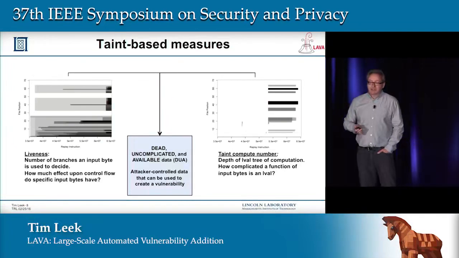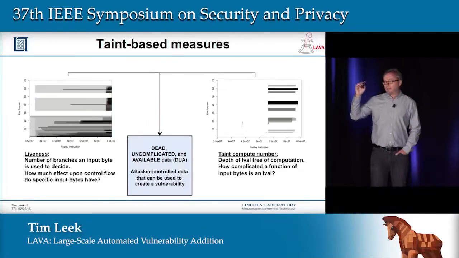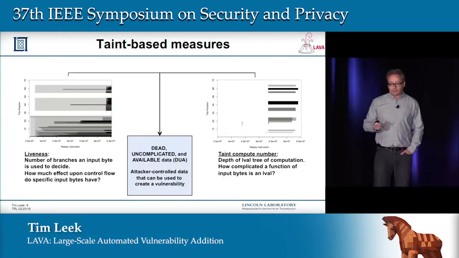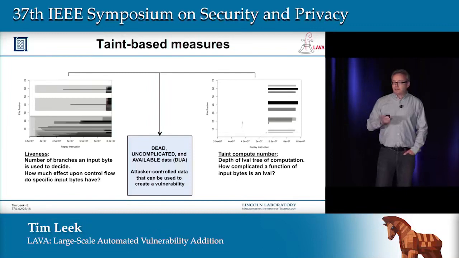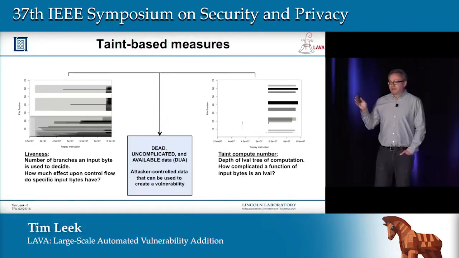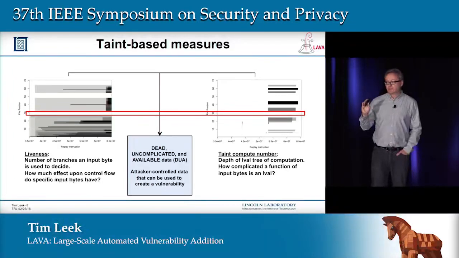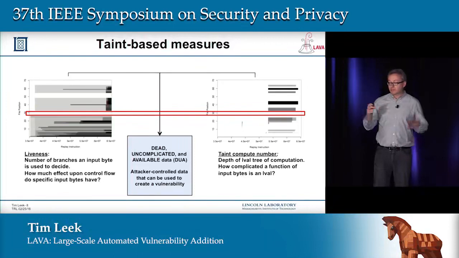Here's a couple of graphs overlaid on top of this. These are probably too detailed to go into in some depth, but basically time is along the horizontal axis, and along the vertical axis is the input byte number, that label. And so these are files, so it's input byte position. And basically, the darker the spot is, the higher the liveness is, or the higher the taint compute number is. So the more control it has over control flow, or more complicated a function it is of the inputs. And so in this case, you want whiter things. And so this allows us to identify that in this particular input, bytes 28 through 32 are dead, uncomplicated, and available. So we can use them to create a bug.